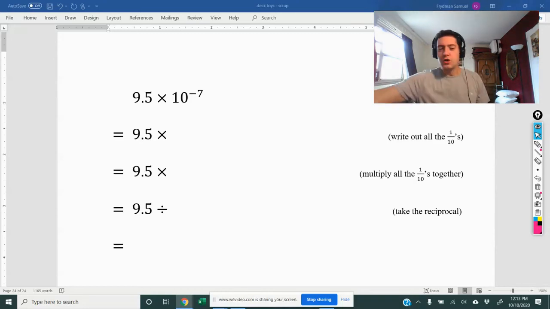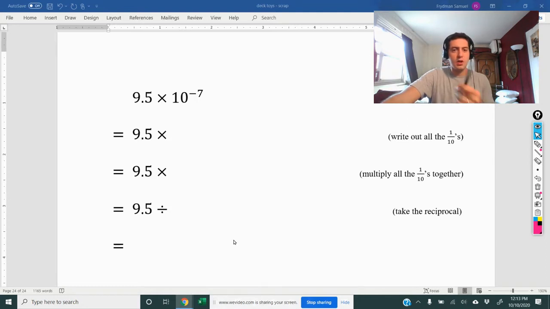Hi, everybody. So in Rob's video, he showed that 0.000000095 is the same thing as 9.5 times 10 to the negative 7th. So we're going to do that again, but we're just going to go the other way. Let's start with 9.5 times 10 to the negative 7th, and we'll show that that's the same as 0.000000095.